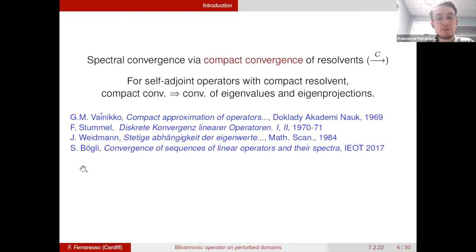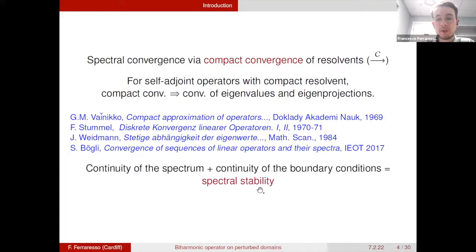Sabine Bögli, in a recent paper, shows several relations between these different types of convergence, and she has several generalizations to the case of non-self-adjoint operators and more complicated cases. But anyway, since all the operators I will talk about are self-adjoint and with compact resolvent, basically compact convergence is enough.